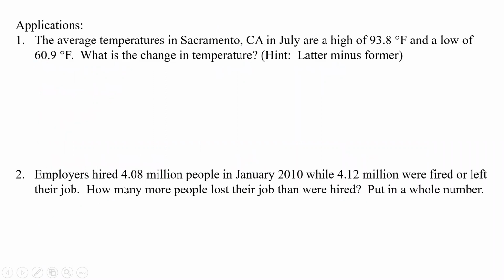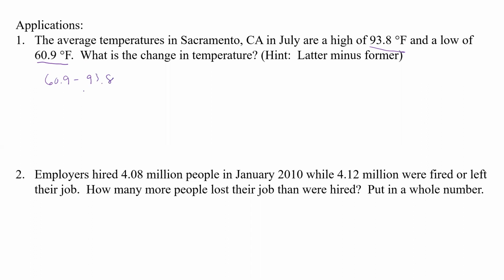All right, so a couple application problems. The first one says the average temperatures in Sacramento, California in July are a high of 93.8 degrees Fahrenheit and a low of 60.9 degrees Fahrenheit. What is the change in temperature? So we're going to take the latter minus the former, the latter being the second one they give us, and so that's this one. The first one they give us is this one. So if we do that, that's going to be 60.9 minus 93.8.